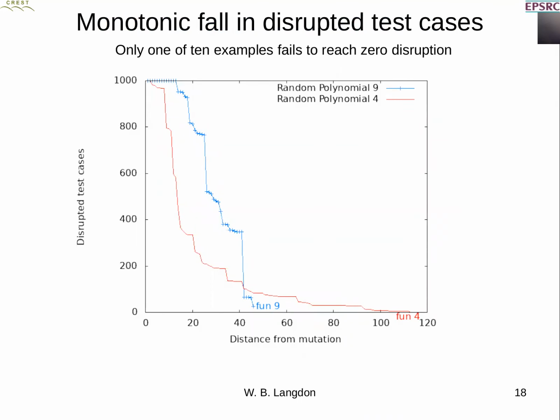Again, showing you the same thing in terms of a graph. So the red line is our monotonic fall to zero disruption eventually, whereas you can see in the second example, again, we have a monotonic fall in the number of test cases which are disrupted, but it doesn't quite reach zero.